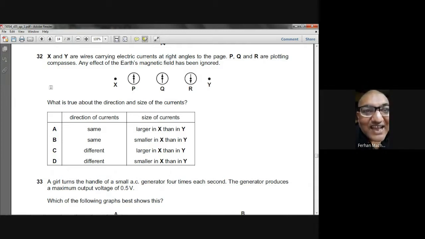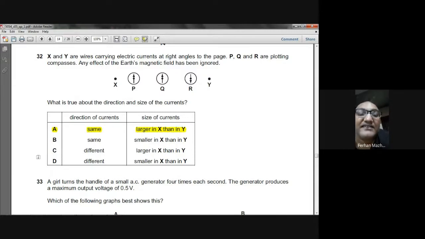So it means the magnetic field of X is very strong. It means that the current flowing in X is larger than the current flowing in Y. Both of them were represented with dots, which means that the current is coming out of the page. So for X and Y, the direction of the current is the same, but the size of the current in X is larger as compared to Y. So I think A is the choice.